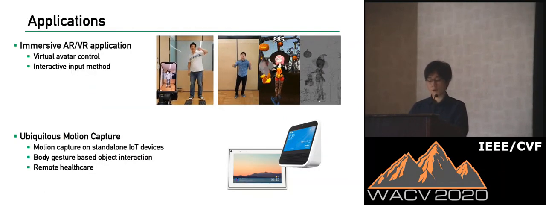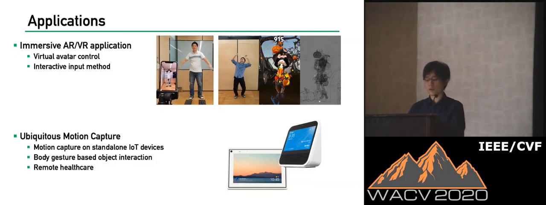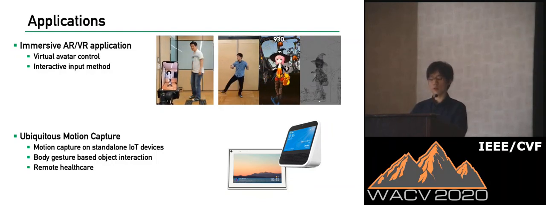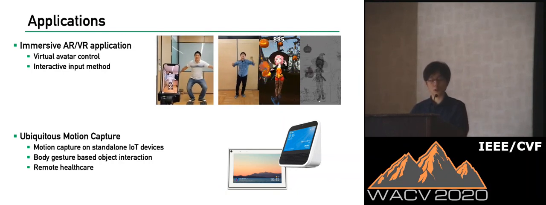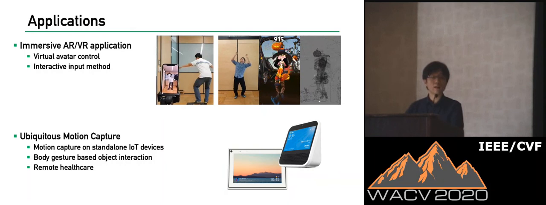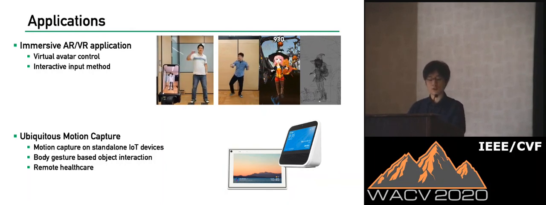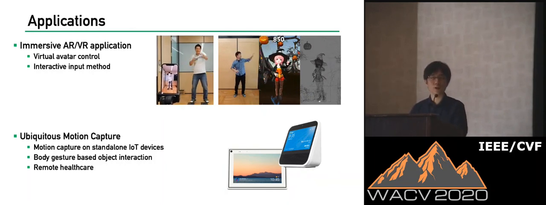To demonstrate our network's advantages, we implement a 3D avatar application running on mobile in real time. Because of the network's low deployment costs, the network can be utilized in various ubiquitous scenarios such as body gesture-based object interaction and remote healthcare and more.